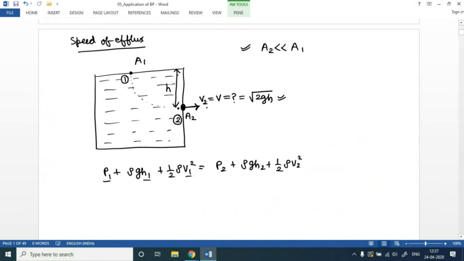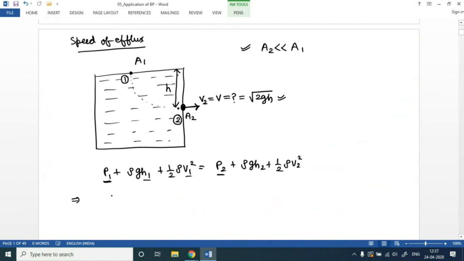Here we must realize that P1 is nothing but the atmospheric pressure. The pressure at point 1 would be nothing but atmospheric pressure. And let's develop a habit of working in terms of gauge pressure, because in this equation we are mostly looking at pressure difference. So it is always convenient to work in terms of gauge pressure, because the atmospheric pressure will anyway cancel out in the expression of P1 and P2.